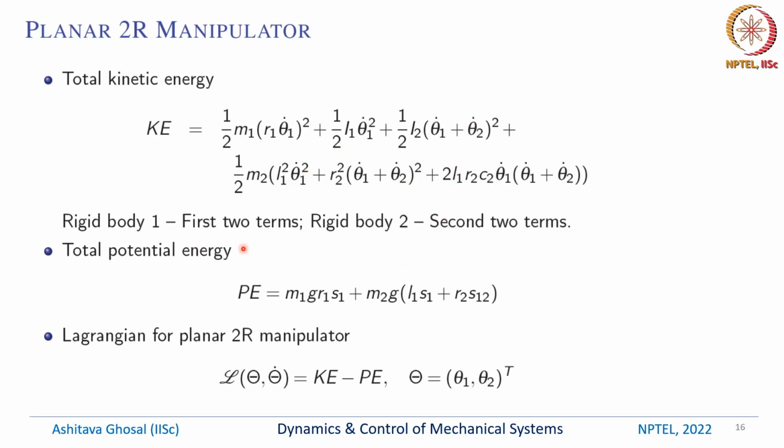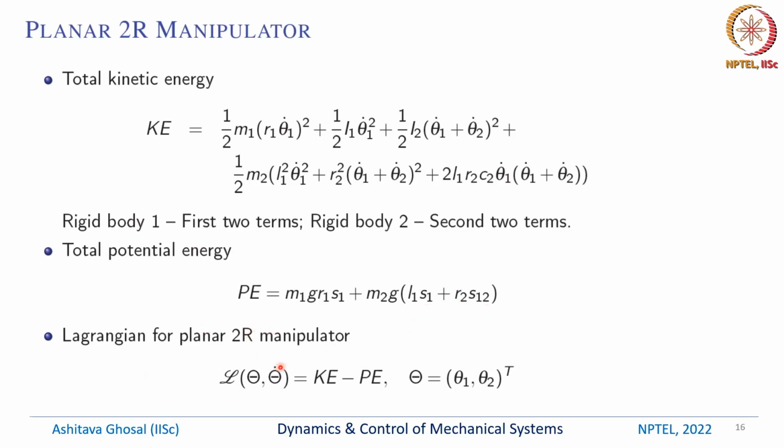The total potential energy is nothing but mgh of the first link, and again if you go back and see the height from the reference, which is the x-axis, it is r1 into sine θ1. So we have m1 g r1 sine θ1. For the second link, the distance from the horizontal is L1 S1 plus r2 S12.